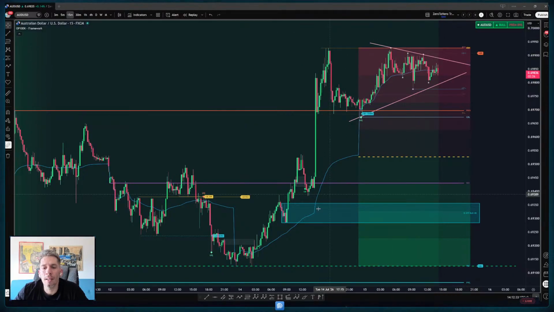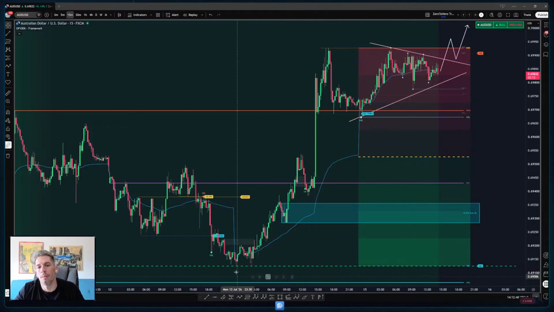For this triangle to work, better to start with that idea of what triangles really mean. Triangle is a continuation formation and suggests the potential continuation of the previous trend. And we all know that previous trend was a nice push higher.